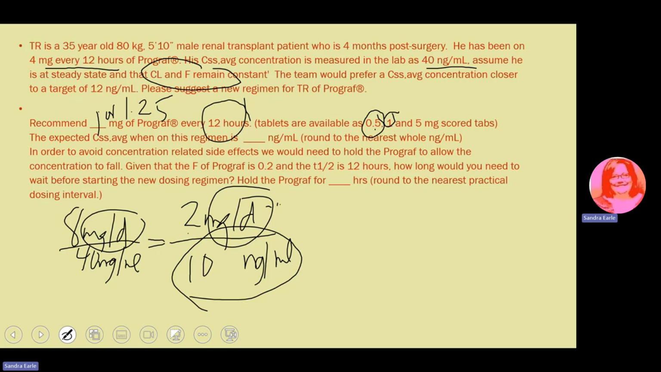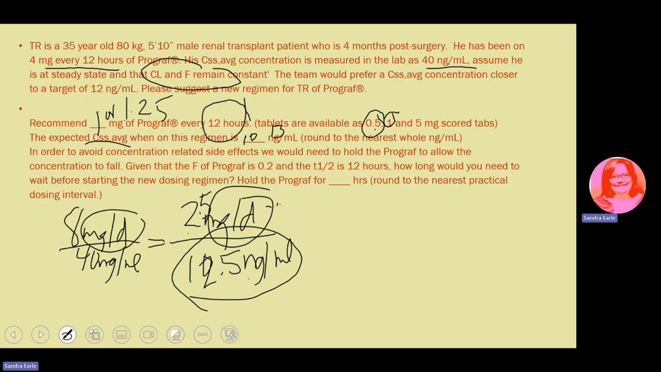If we give 1.25 or 2.5 milligrams per day, then it's going to be, I think 12.5, but so 2.5 times 40 divided by 8, is 12.5 nanograms per ml. So we would round that up to 13. So it's either 10 or 13 nanograms per ml for what we would expect for our CSS average.